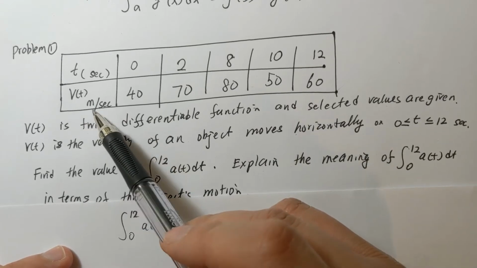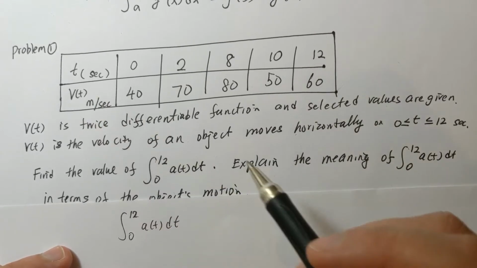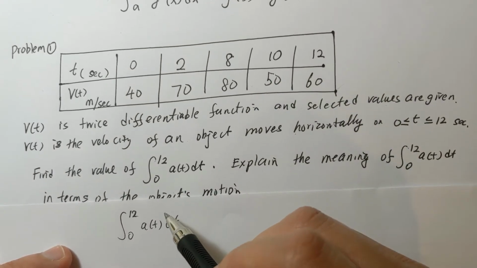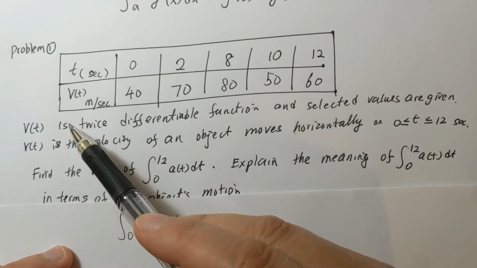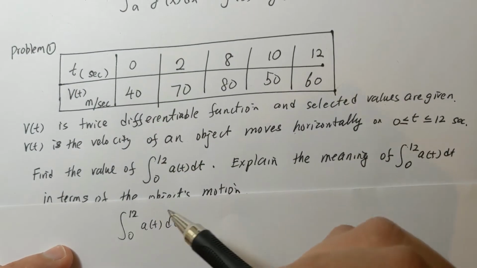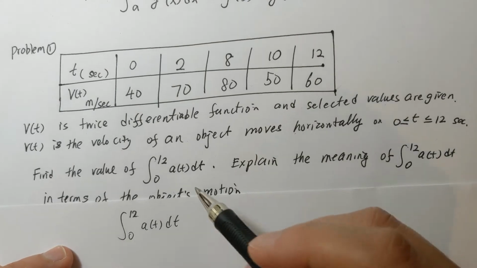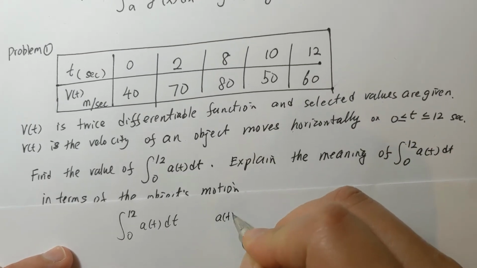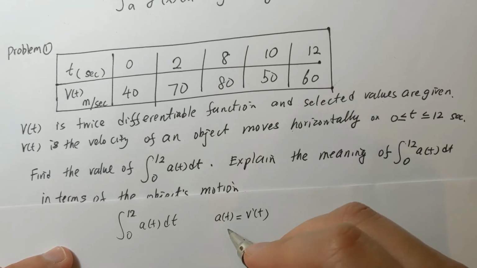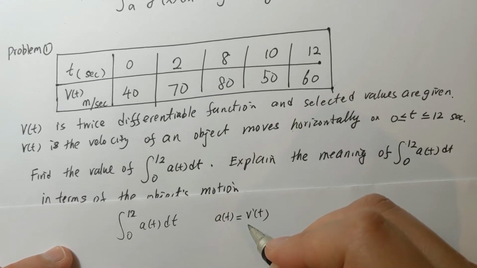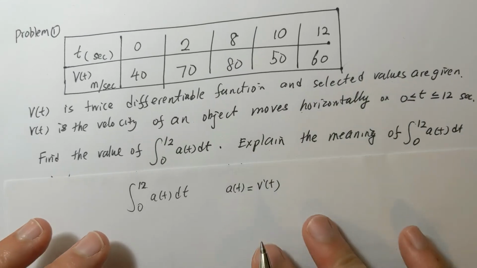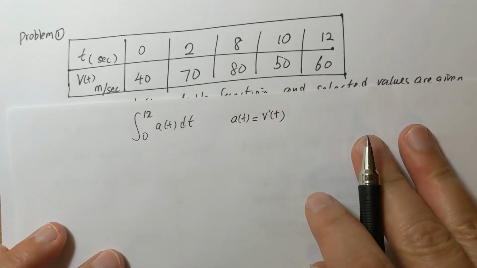We have v of t given to us. So if you want to find the value of this, you're forced to use v of t. The FTC relates the derivative and the antiderivative together. So a of t is v prime of t. a of t is the derivative of v of t. So they are related together, and we can use the FTC to put them all together.